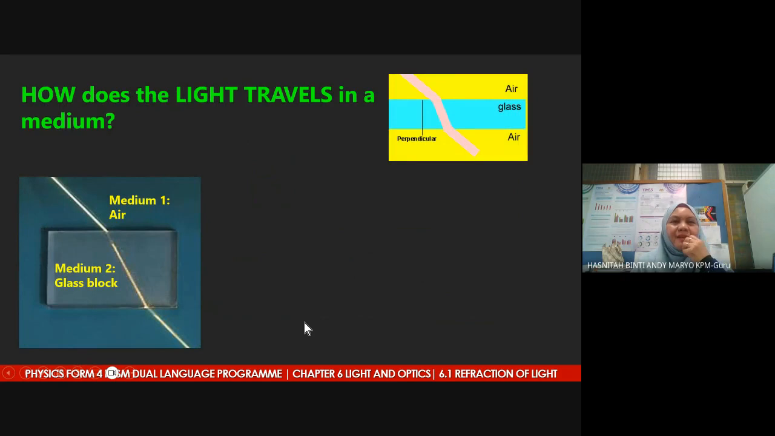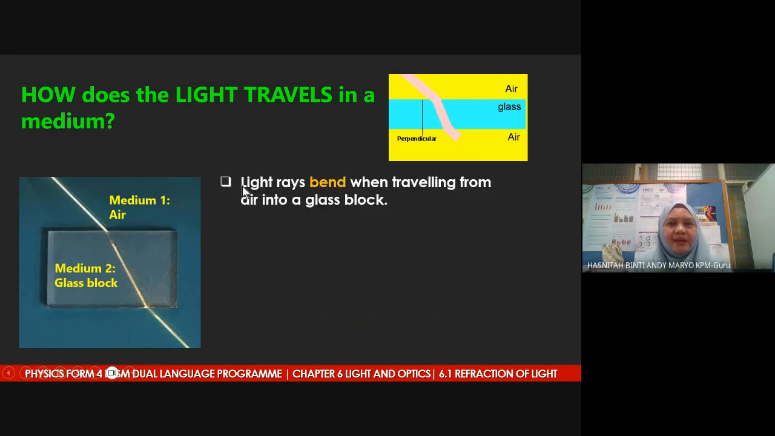Then, students, how does light travel in a medium? Again, you can see this GIF from air entering glass and then going back to air. In the second diagram, initially the light travels in the first medium, which is air, and then enters the second medium, which is the glass block. What can we find here? Number one, light rays bend. Bend here refers to a change in direction when travelling from the air, the first medium, into the glass block, the second medium.